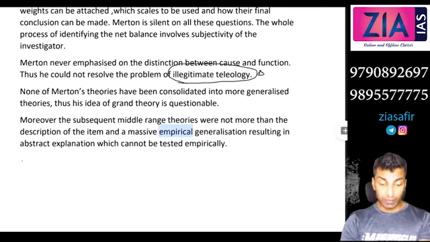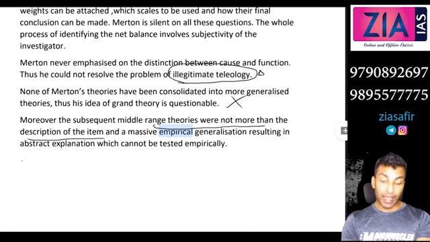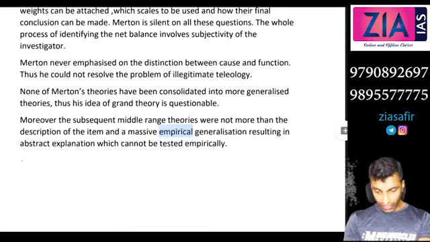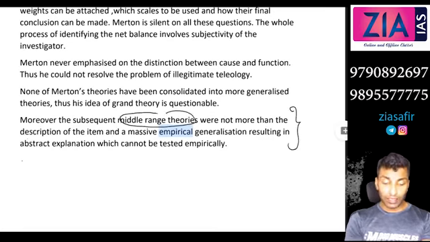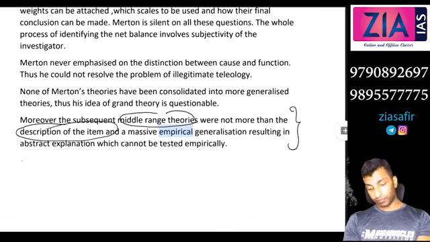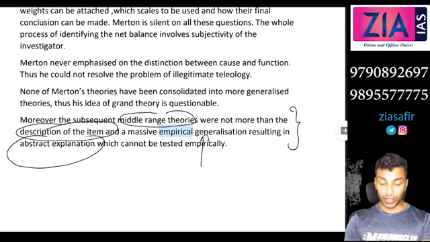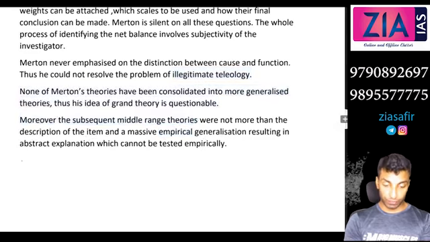Now, none of Merton's theories has been consolidated into a more generalized theory. That means his idea of grand theory is questionable. He is talking about grand theory, but no grand theory has been made. Moreover, the subsequent middle range theories were not more than the description of the item and a massive empirical generalization, resulting in abstract explanation which cannot be tested empirically. What we are saying here is that the middle range theories that he made are nothing more than the description of the item only. And if you try to generalize it further, it will become an abstract explanation, having no testability. So these are the criticisms of Merton's approach.